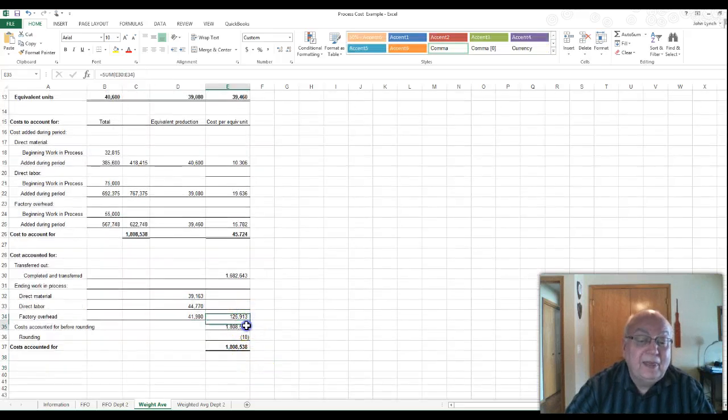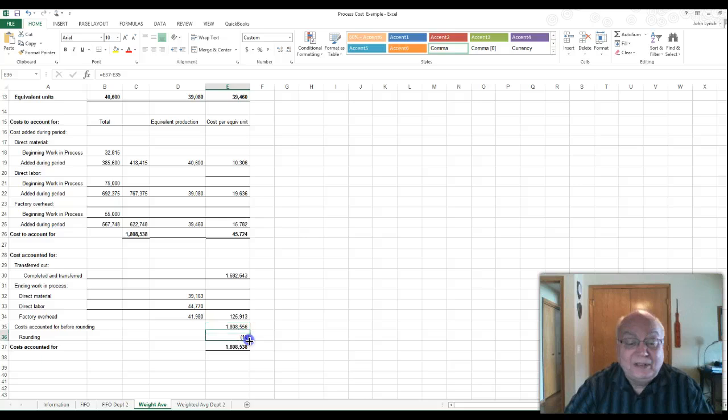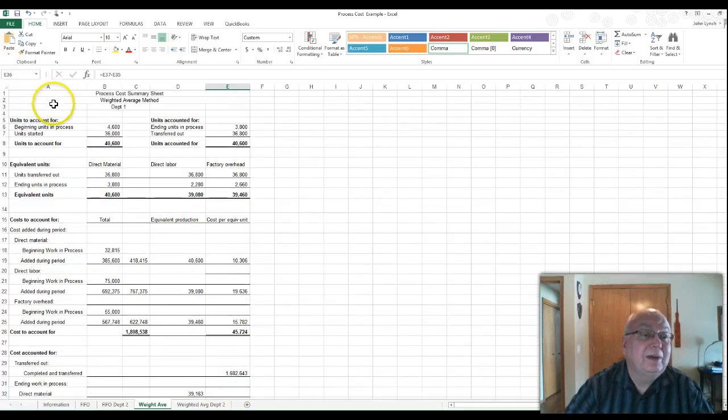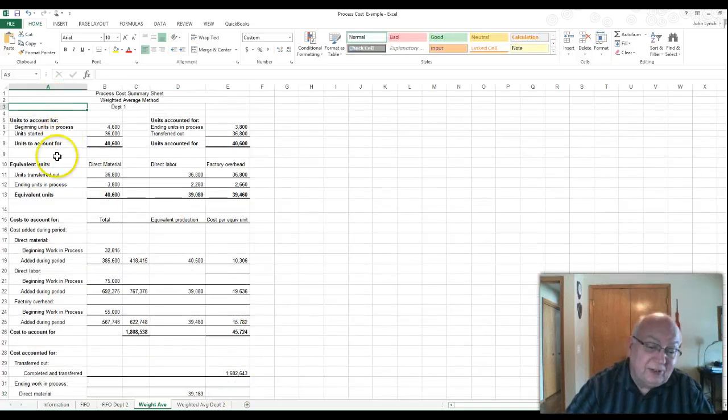You add them up. That should equal your total. And I hate rounding not equaling, because these two should equal each other. It's off $18. And so you just simply do it that way. And that is the process cost system. That's all there is to that one. Like I said, it's a little bit easier to do than the other one, I think. Most people think it is anyway.